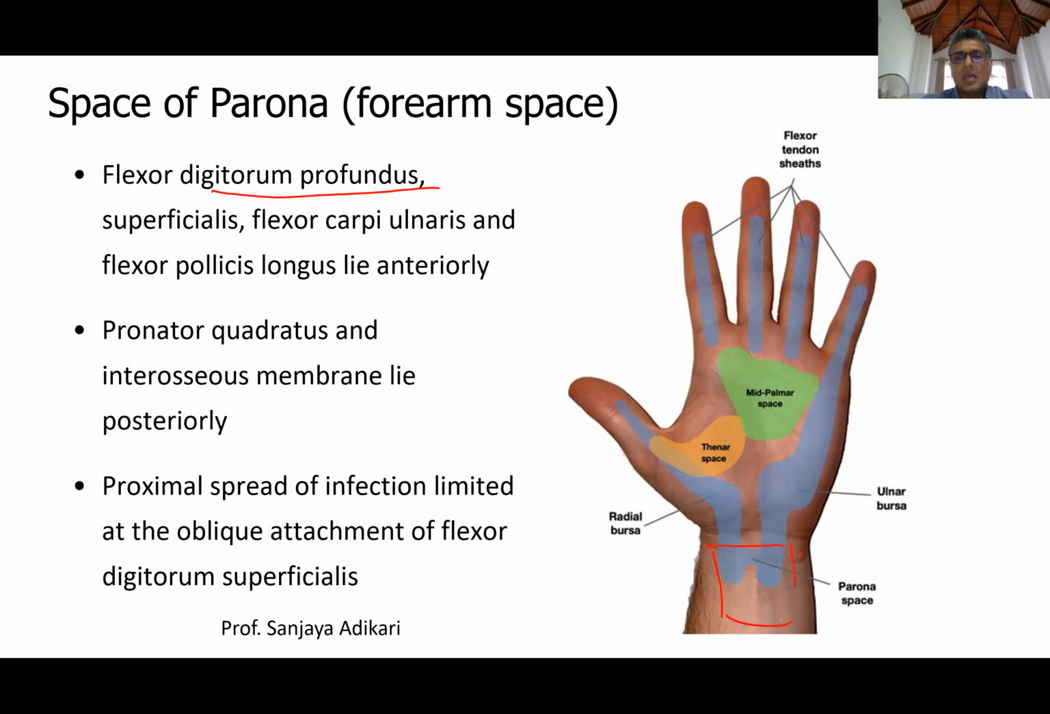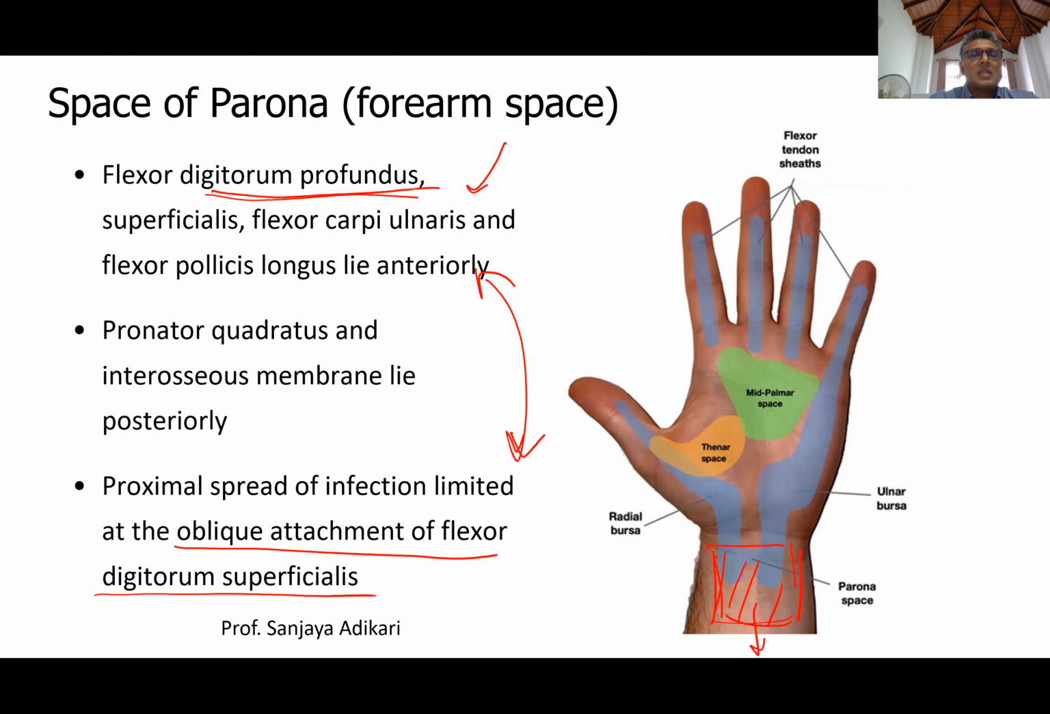Mainly the space is here in the distal end, close to the wrist, but the infection can spread proximally. When it spreads proximally, the spread is limited by the oblique attachment of the flexor digitorum superficialis. So don't get confused between the boundaries and the limitation. Even I get confused sometimes. Some authors just mention flexor digitorum profundus as the superficial boundary and pronator quadratus as the deep boundary.